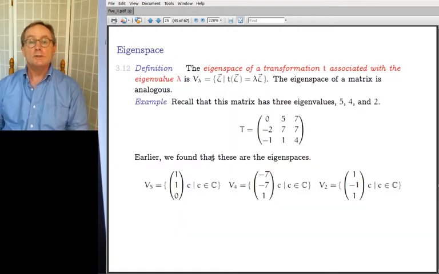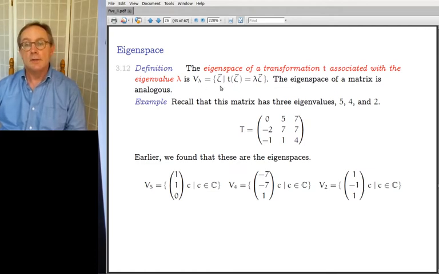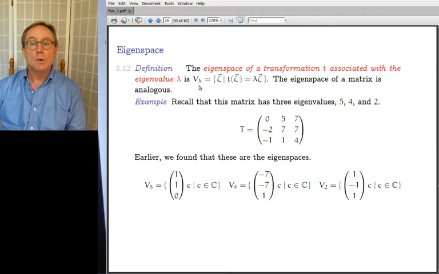All right, so we always saw that when we found the collection of vectors associated with that eigenvalue, we got some kind of subspace for the non-zero vectors. So we're calling that the eigenspace of the transformation T. And the eigenspace of a matrix is defined analogously.